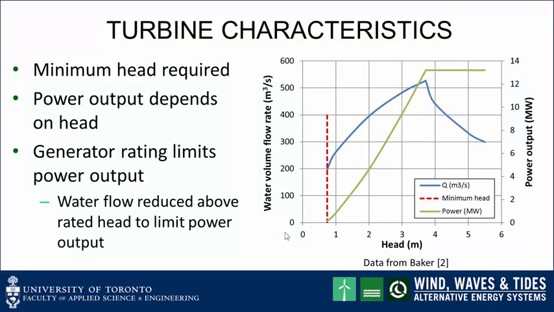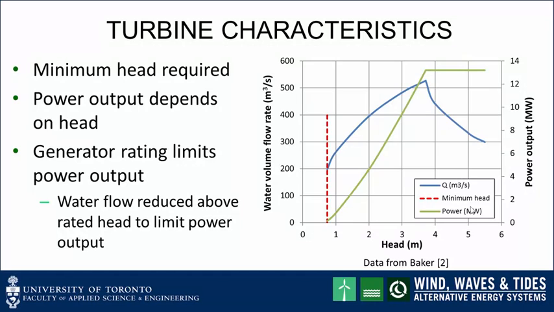Okay, now just before we look at an actual system, we need to know something about turbine characteristics. So these are low head turbines, typically a Kaplan type turbine, and the graph here shows representative characteristics. There are two things plotted here. The first one is the water volume flow rate through the turbine, which is the blue line shown here, in meters cubed per second.